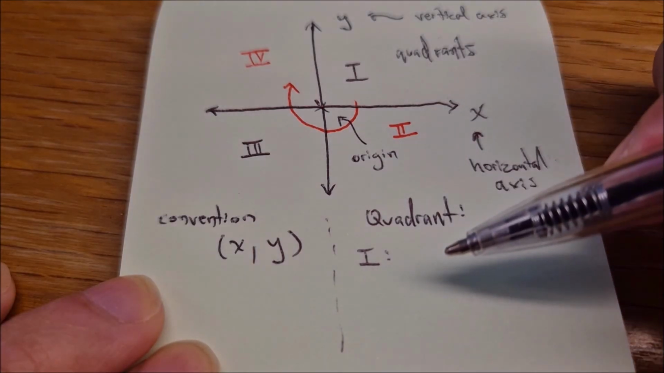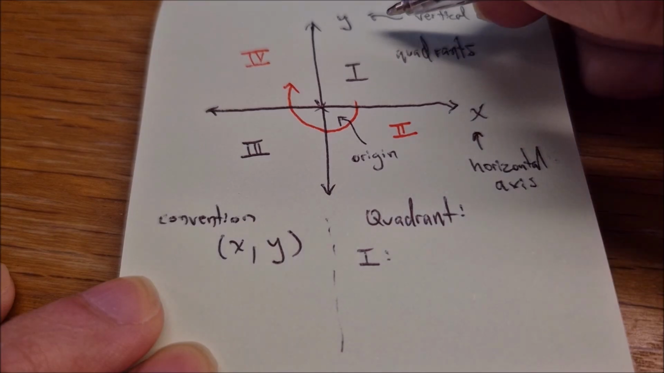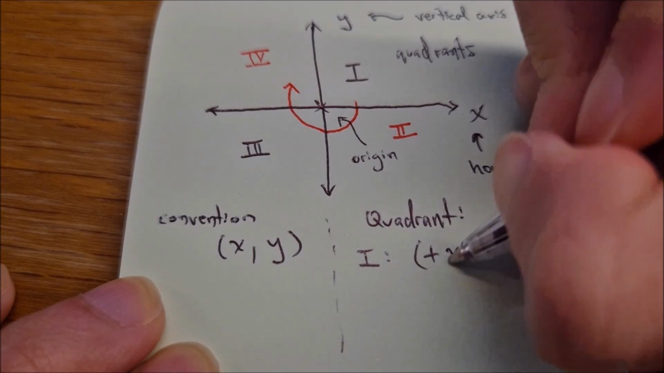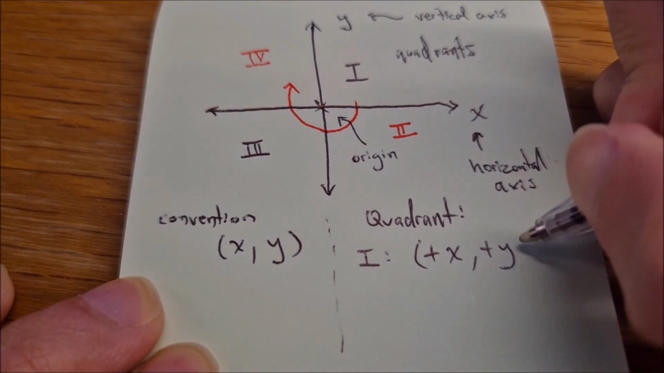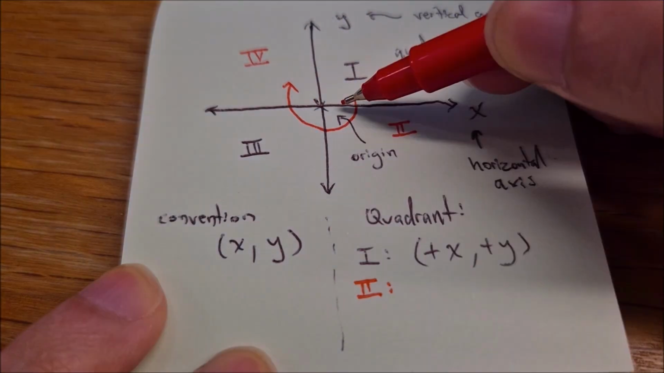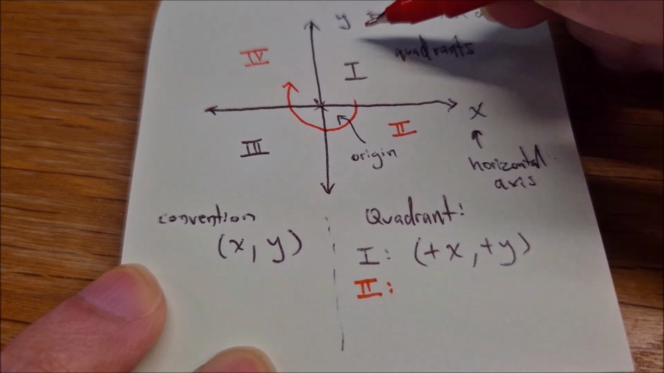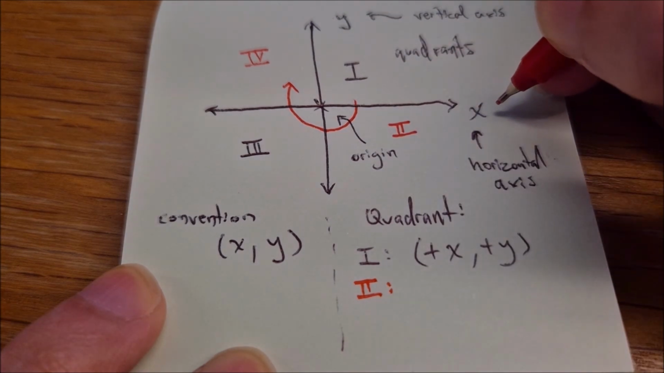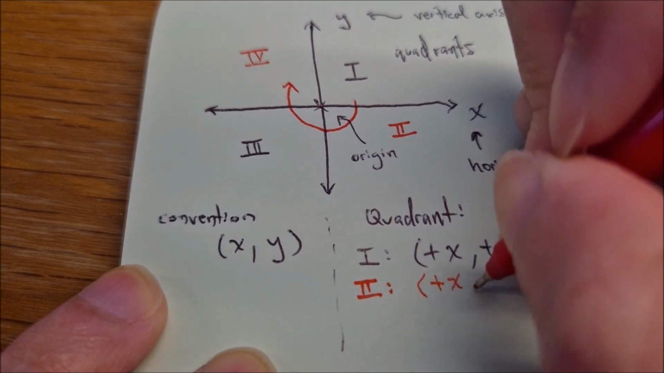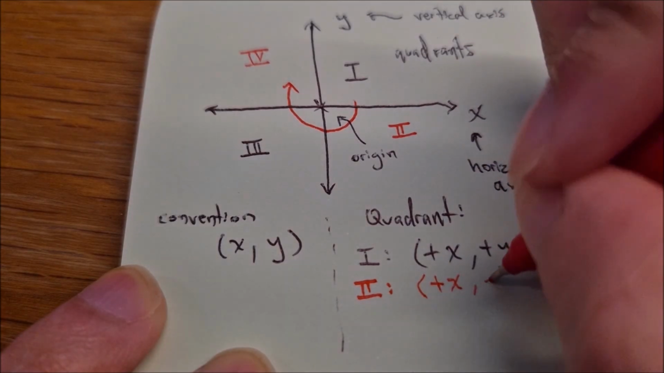So if I'm in quadrant 1, both the x and y values will be positive. So let's write positive x, and also positive y. And now if I'm in quadrant 2, it's below the origin, so a number below 0 for the y, but then it's positive for the x. So we have positive x, but negative y.